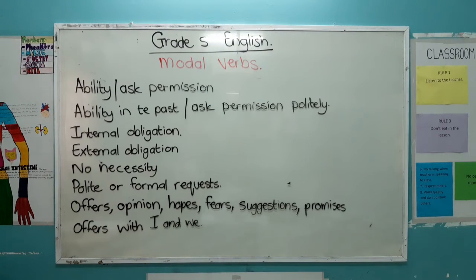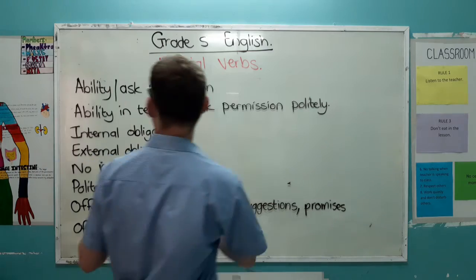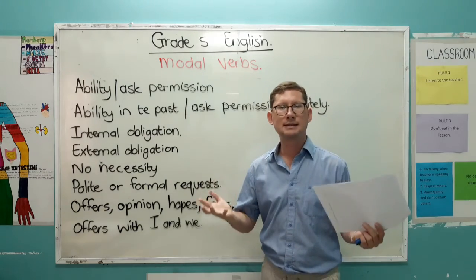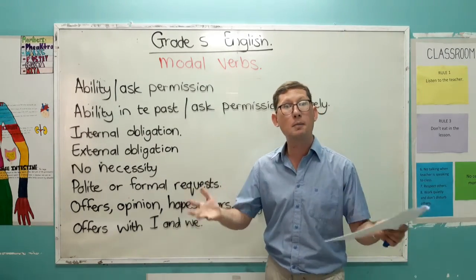Okay guys, so here we have examples of how we can use modal verbs. Okay, let's have a look at the first one. Ability and ask permission. Okay, ability is meaning something you can do. Okay, or when you ask somebody for something, or you want somebody to do something. Okay, that's the ability, ask permission. For example, I'm going to come in front of the computer camera. For ability, for something you ask, something you want to do or something you are able to do.